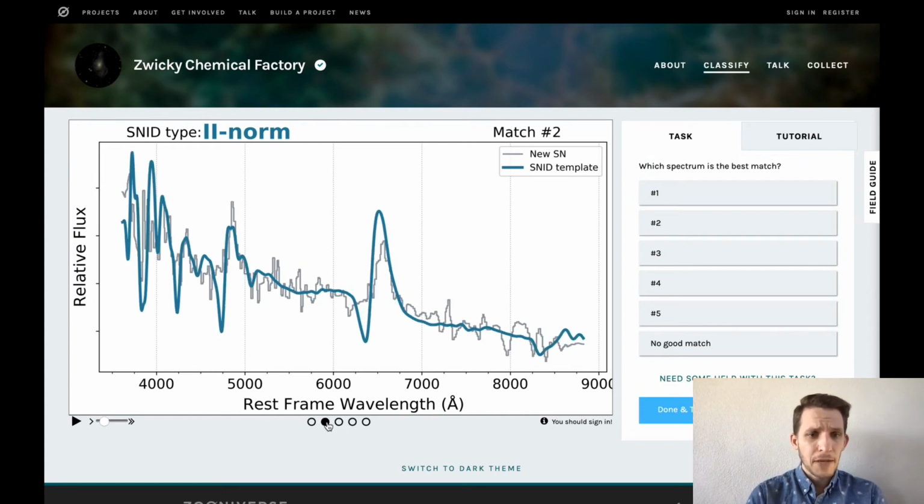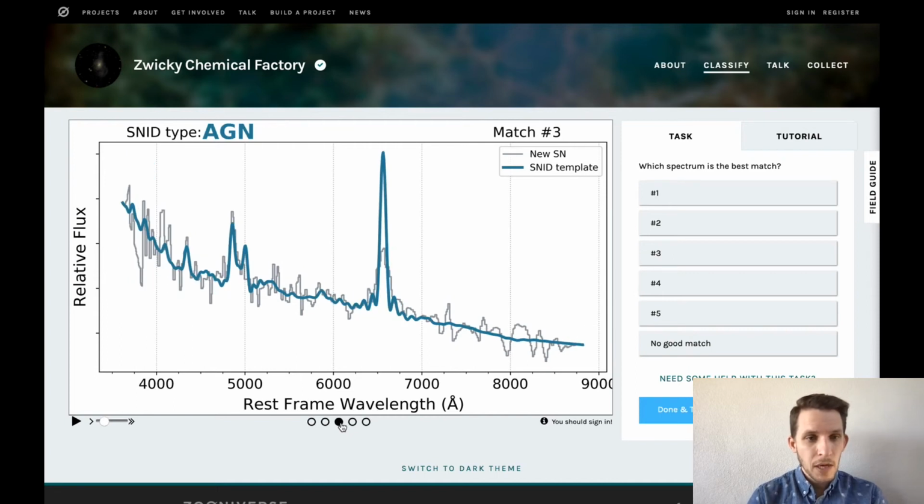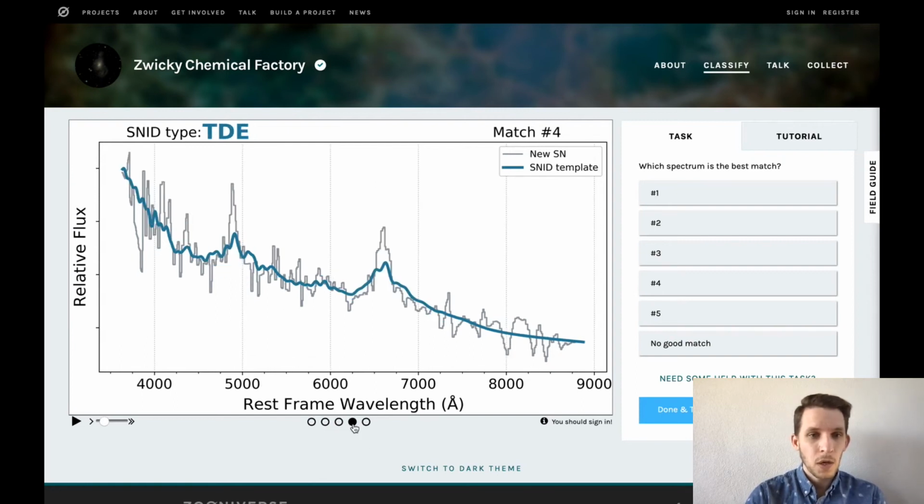All right, so here's another match to a 2 norm. I think the first one looks better. The P Cygni absorption is just moderately weak in this supernova. So here's a match to an AGN. That actually looks somewhat decent, although the emission line at hydrogen is narrower than the profile that we see, and there isn't really any evidence for the oxygen emission at 5,000 angstroms that you would otherwise typically see in an AGN. So I'm not sure that that's a great match, not a bad match, but not a great one.